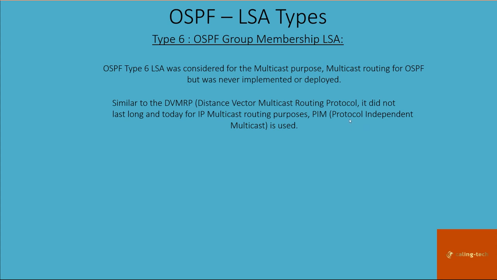And today, for IP multicast routing purposes, PIM, as I'm sure we're all aware of, Protocol Independent Multicast, is used instead. However, because we're going through OSPF LSA types, I thought it was important to give you a quick heads up regarding Type 6 LSAs, even though Type 6 LSAs are not actually utilized.